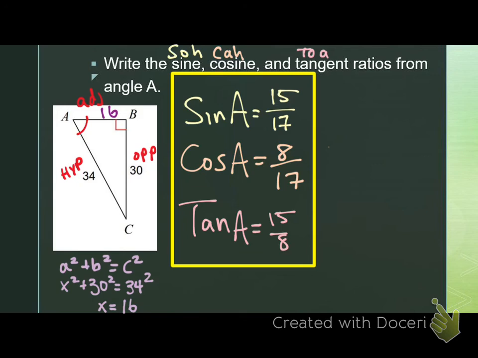Here are the reduced versions. Sine of angle A is 15 over 17. Cosine of angle A is 8 over 17. And then tangent of angle A is 15 over 8. So just look at your paper and make sure you had those answers.